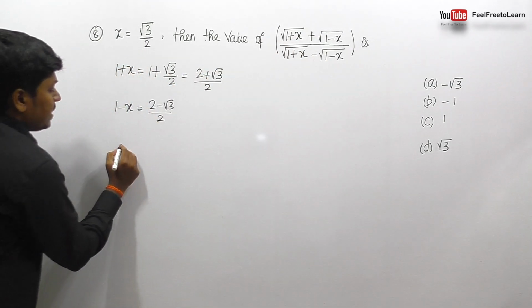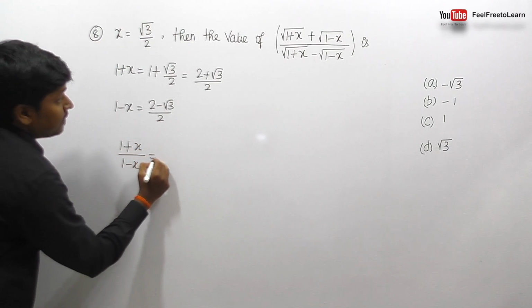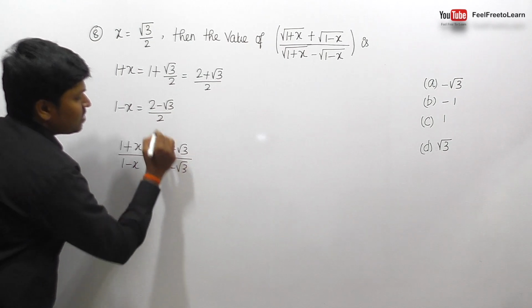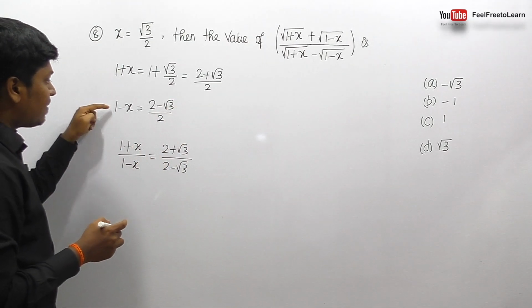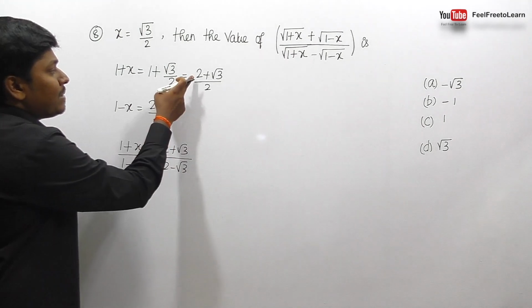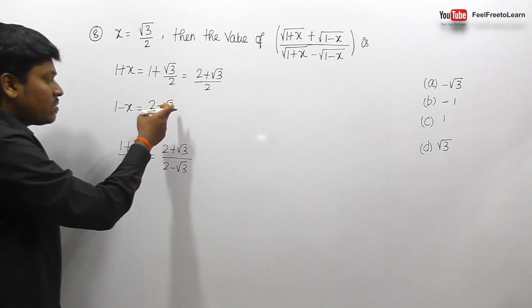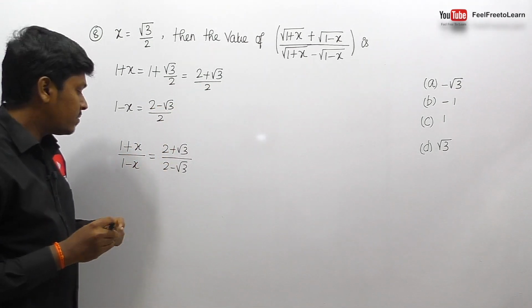So friends, listen here. 1 plus x divided by 1 minus x is equal to (2 plus root 3) divided by (2 minus root 3), so that we can cancel 2 and 2. Friends, can you understand this? So 1 plus x is (2 plus root 3) by 2 and 1 minus x is (2 minus root 3) by 2. We can cancel 2 and 2, and the resultant will be (2 plus root 3) divided by (2 minus root 3).